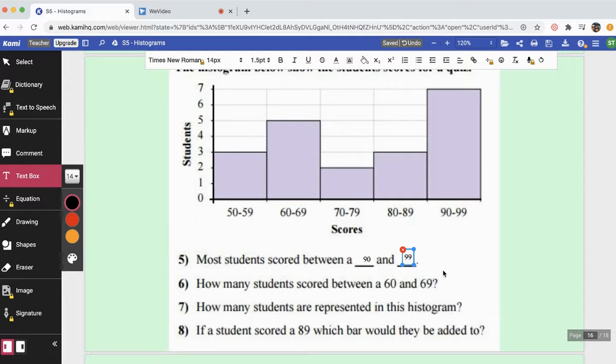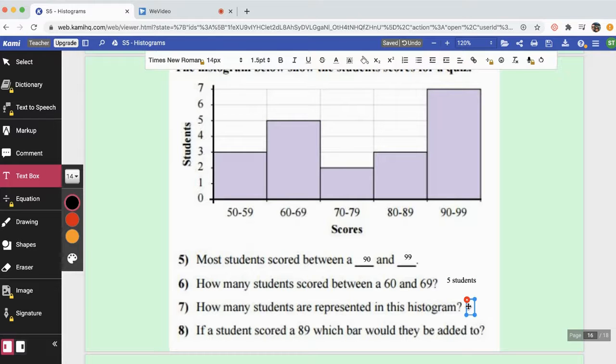How many students scored between 60 and 69? So I'm finding that interval right there, and then I'm seeing how many students are represented by that, and it is 5. So 5 students scored in that range.